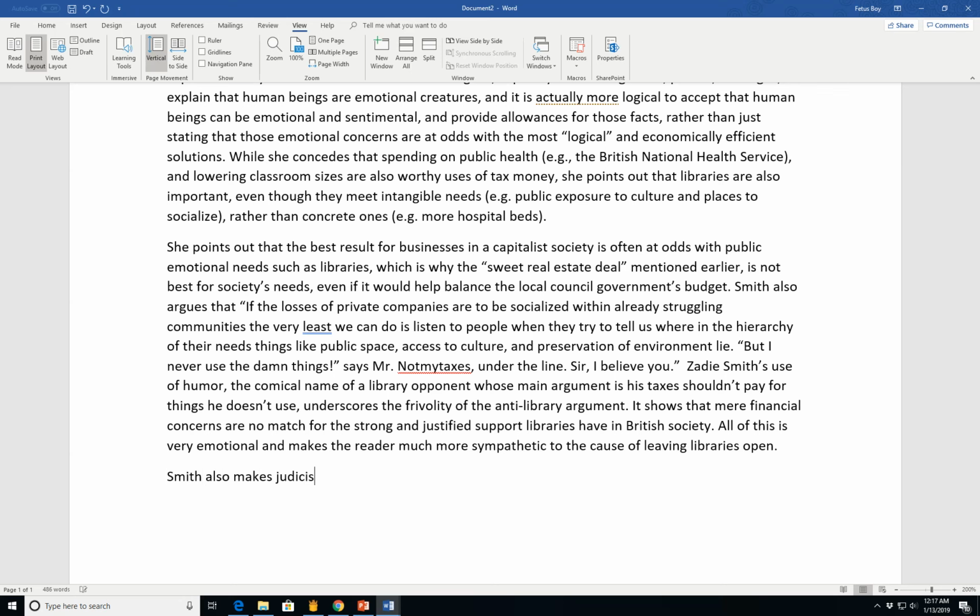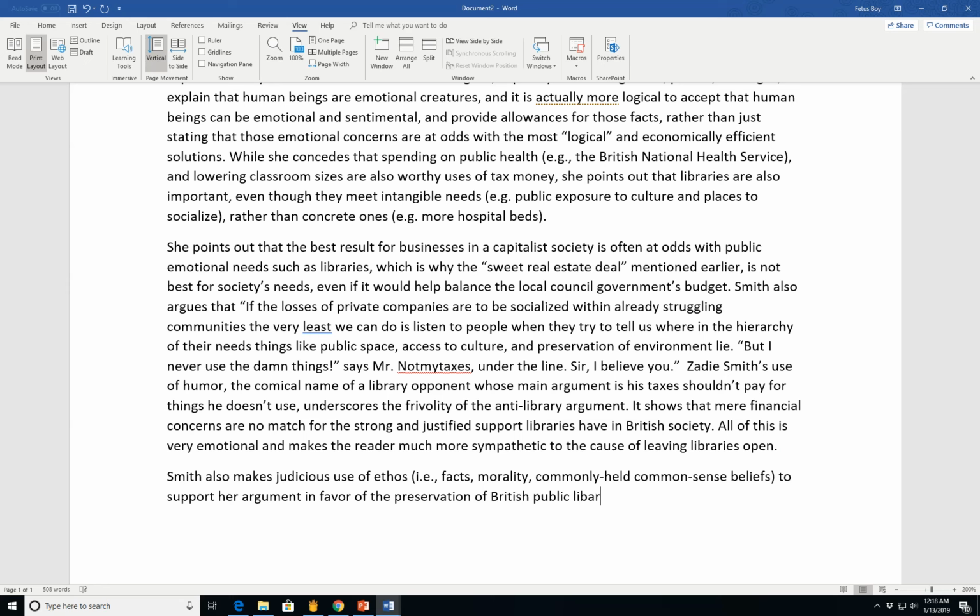Smith also makes judicious use of ethos, facts, that is, beliefs, to support her argument in favor of the preservation of British public libraries.